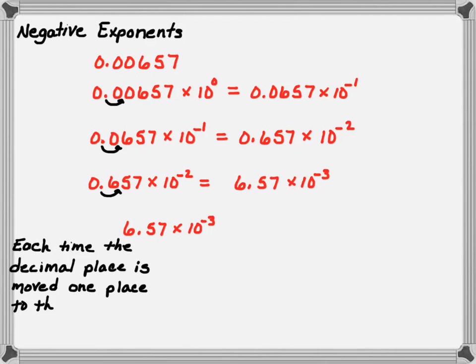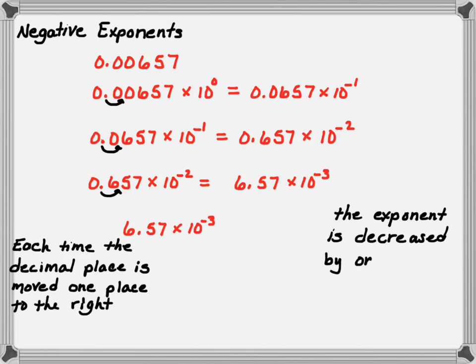Each time the decimal place is moved one place to the right, the exponent is decreased by 1. I go from minus 1, minus 2 to minus 3. The exponent is decreased by 1. This is considered a negative exponent. And this completes our lesson on scientific notation.